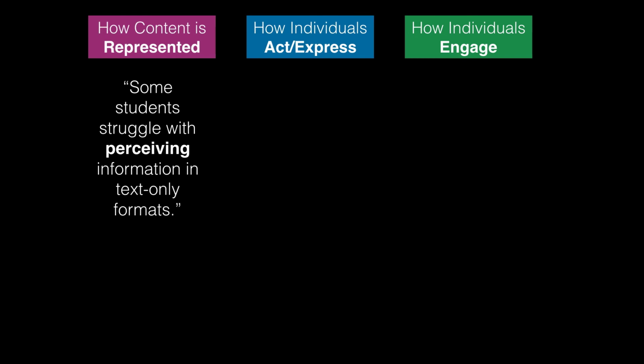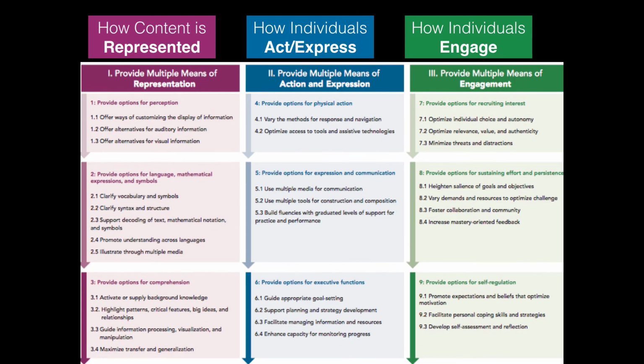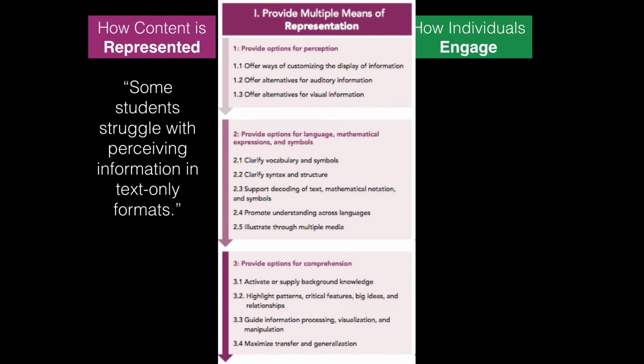Because it best fits with this type of barrier, that's what I'm going to be looking for when I look at the UDL guidelines. Instead of having to scan over all 31 checkpoints, I'm going to focus on those that match the nature of the barrier, in this case, providing multiple means of representation. So for example, I might look at checkpoint 1.3, offer alternatives for visual information, or maybe 2.1, clarify vocabulary and symbols, or 2.5, illustrate through multiple media, or maybe two or all three of these.